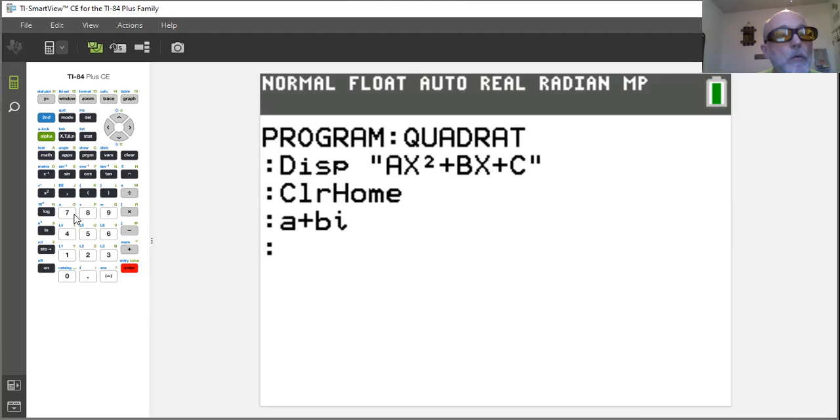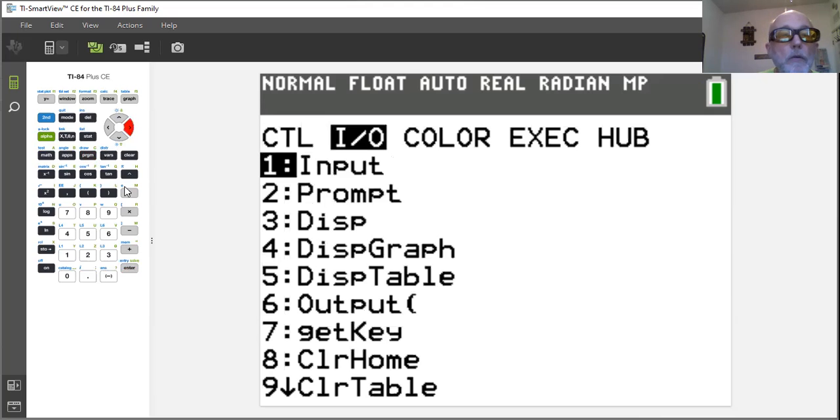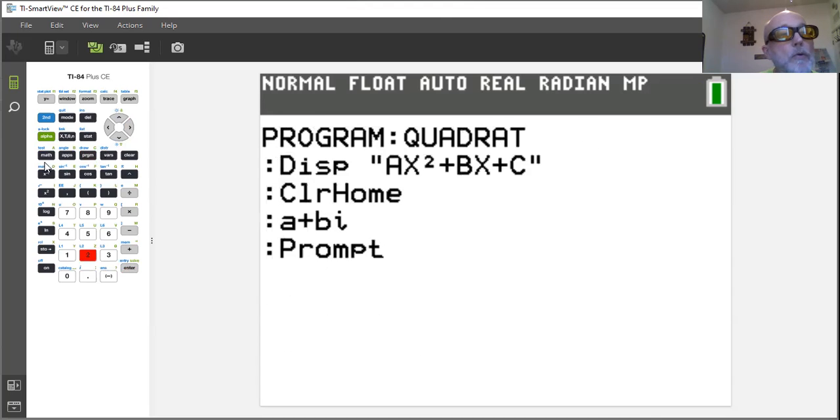So we need to get the A, B, and C. So we are going to go over one. We're going to go down to number 2, and it's going to ask us for alpha A, and then the comma is right above the 7 there, alpha B, and then another comma, alpha C. And we are done with that. Hit enter. Yay.